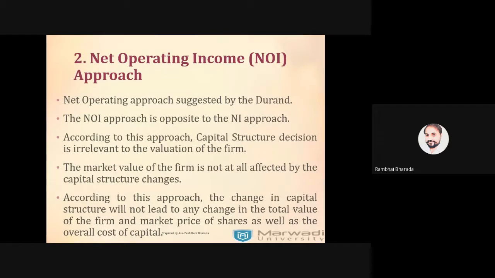And according to this theory, there is no relation between capital structure and value of the firm. It means either company use equity, either company use debt, either company use preference, it does not affect the market value of the shares. So according to this approach, the change in capital structure will not lead to any change in the total value of the firm.